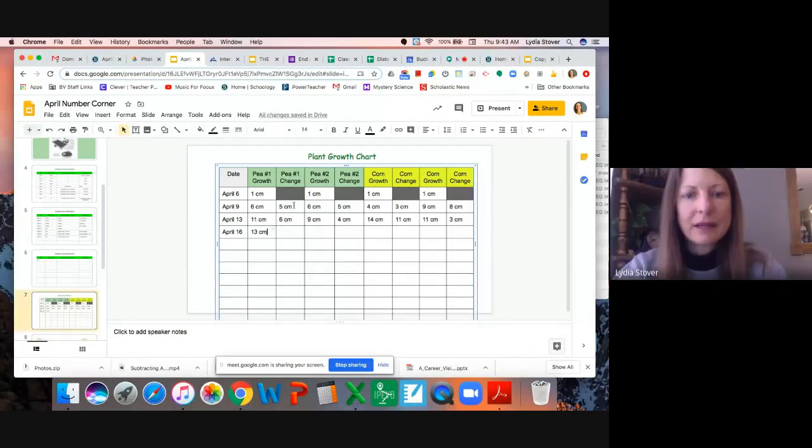Now, last time I kind of went back and subtracted from the growth. What I want us to do is just focus on what it was on the 13th and how much it's grown since the 13th. From the 13th, we had 11 centimeters. Today we had 13 centimeters, so it grew 2 centimeters since we saw this on Monday. Now we are going to go and look at plant number 2.